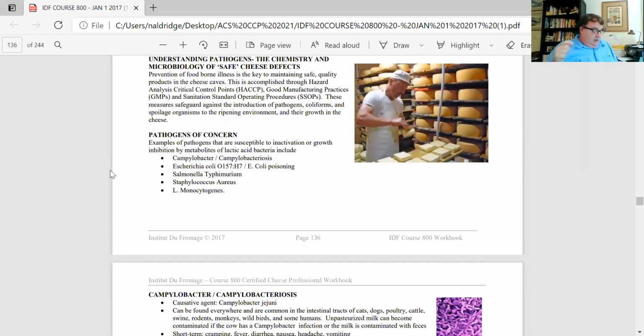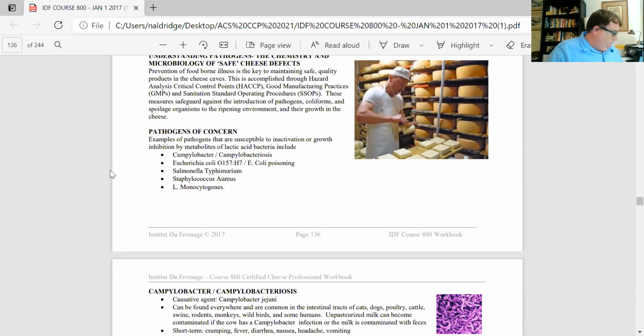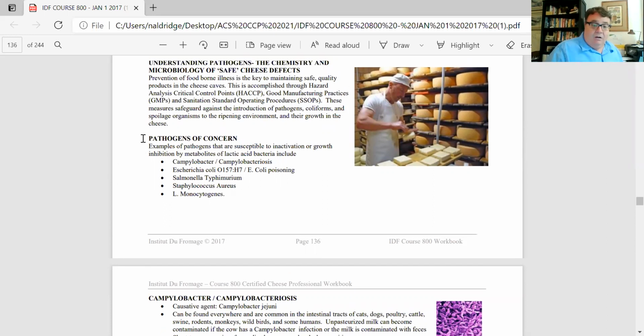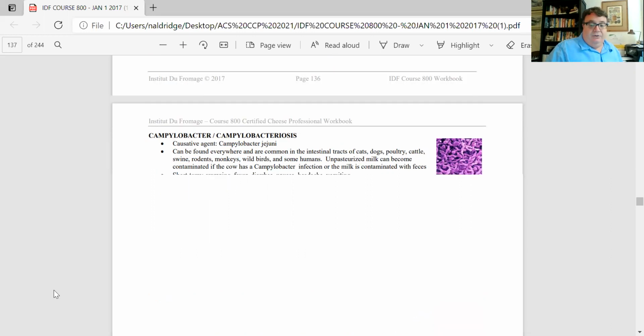Pathogens. Know these. This is for my non-scientific brain. This is the hardest part for me: which pathogen causes which issue, versus which temperature causes which issues. Know those inside and out. So know the pathogens here, all of them. Every single one of these pathogens of concern on page 136. Moving to page 137. That's when it gets deeper into them.